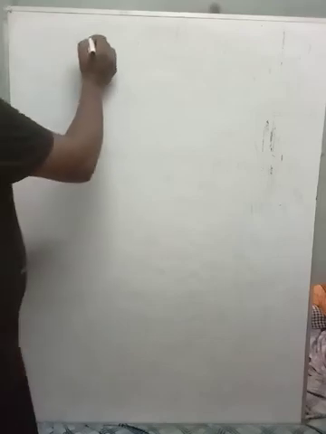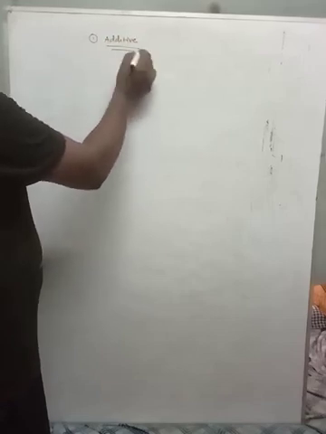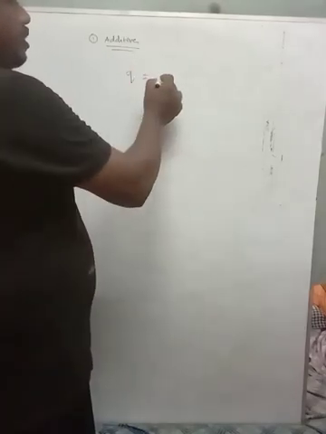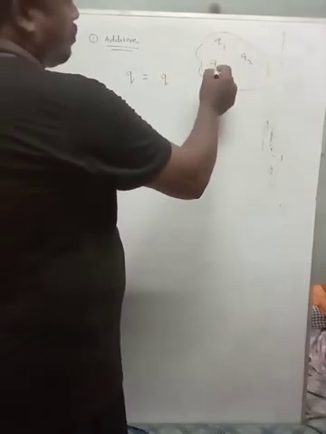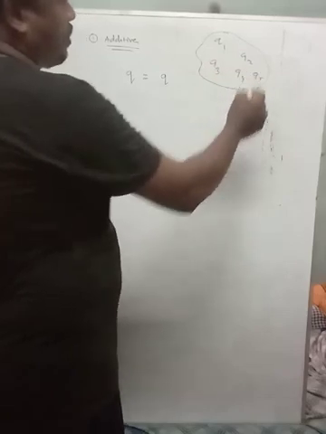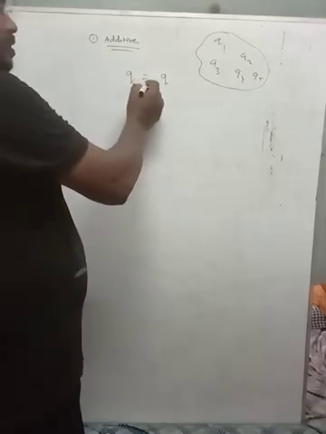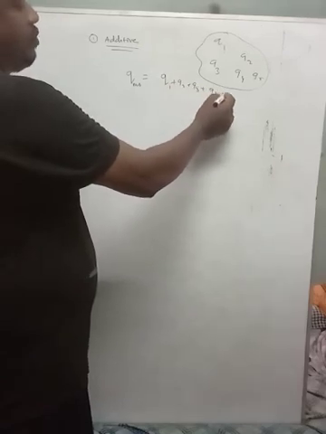What are the characteristics of charges? There are three important characteristics. The first one is additive nature. Let us take Q as the net charge. For example, this is an isolated system with charges Q1, Q2, Q3, Q4 and Q5. If you want to find the net charge in the system, Q net is equal to Q1 plus Q2 plus Q3 plus Q4 plus Q5.